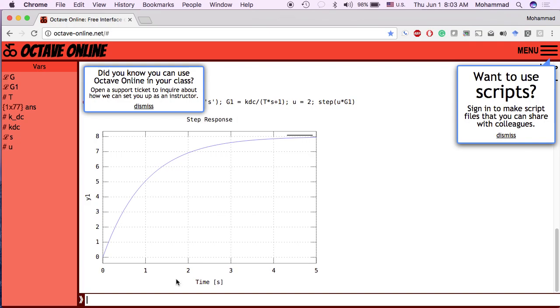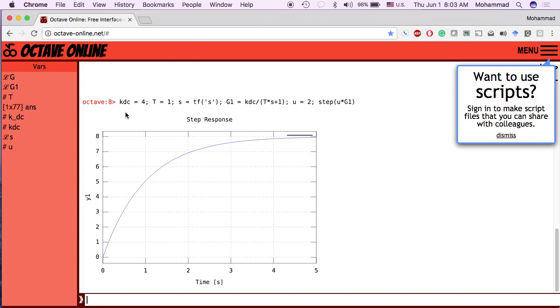So this is the response of a system with KDC of 4. So that's the amplification factor. So if the level of input is 2, you know the steady state response would be 2 times 4, which is 8, as you can see from the plot. Time constant is 1 second, so it means in 1 second the system goes through 63% of the change that it's going to go through. So 63% of 8 is 4.8 roughly. So at 1 second you are at that value of response.